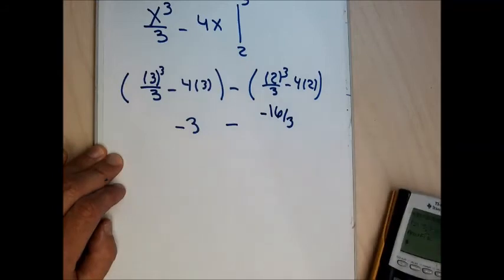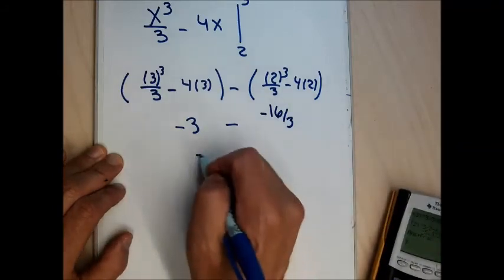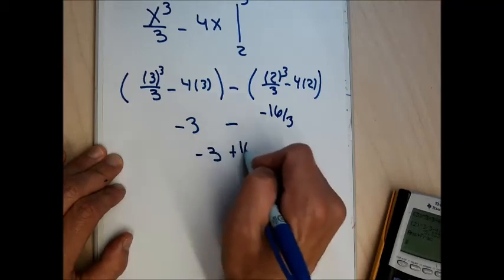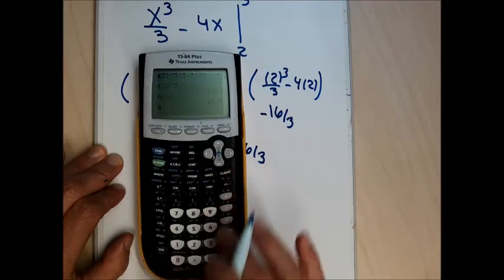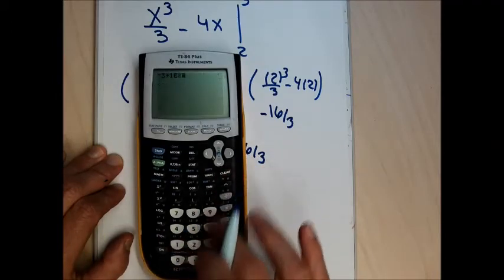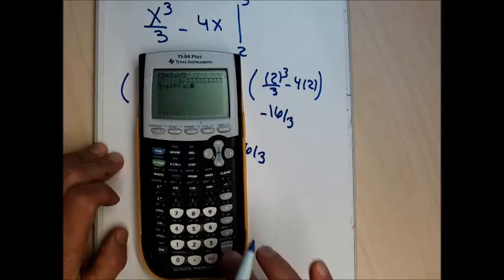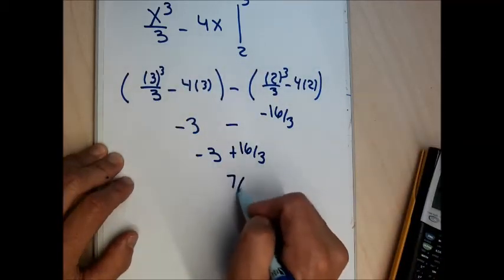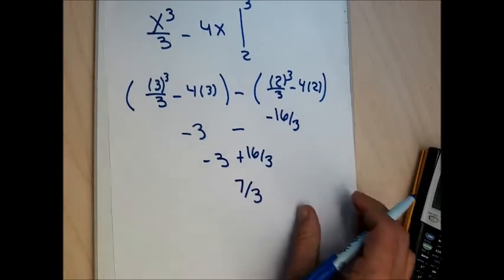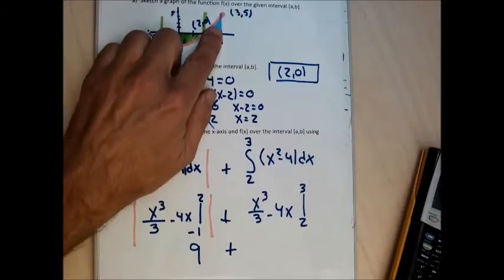So this comes out to be negative 3 minus negative 16 over 3, which is the same as negative 3 plus 16 over 3. Let me do that on my calculator. Negative 3 plus 16 divided by 3, math, enter, enter, and that comes out to 7 over 3. So the blue region has an area of 7 over 3.